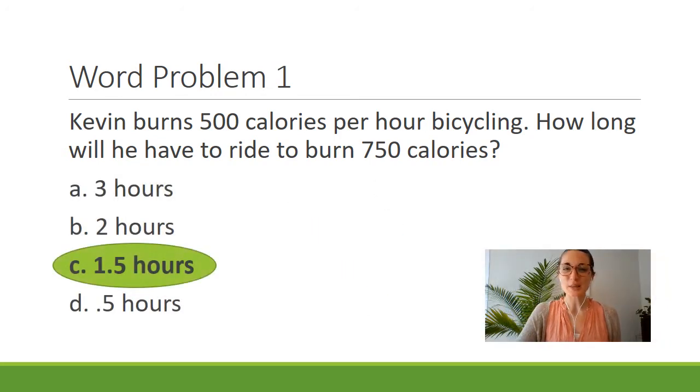When we take a look at the multiple choice options that would be given with this, we see 1.5 hours. So perfect, we've come up with a right answer. But watch out, I don't want you to get confused with something like letter D, 0.5 hours. The issue there is that you might think, well, 1 hour is 500, so I just need to add half an hour to get to 750. That's true, but they want the total. How long total would you have to ride to burn 750 calories? And that answer would be 1.5 hours.